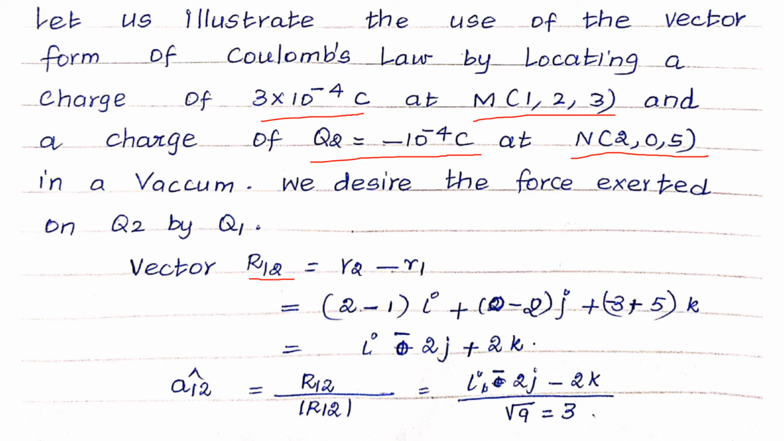From this we get I minus 2J plus 2K. So I is the unit vector along x direction, J is the unit vector along y direction, and K is the unit vector along z direction. So to say A12, R12 divided by modulus of R12. Here R12 is the vector. What is modulus? Square root of 1 plus 4 plus 4, that is root 9, that is equal to 3.